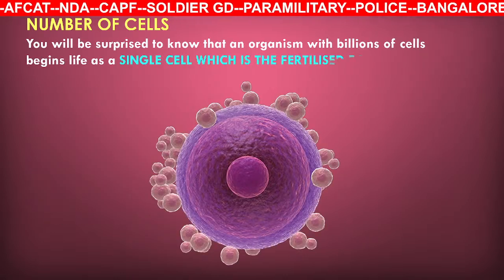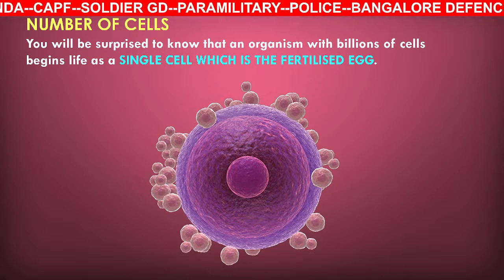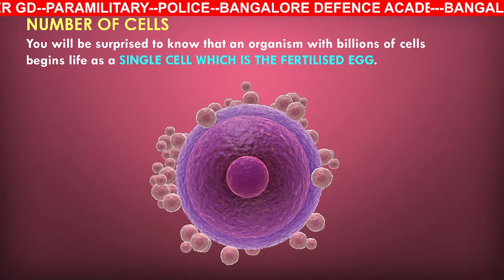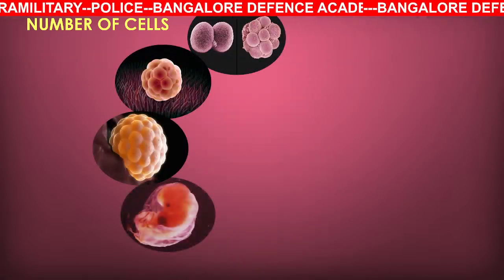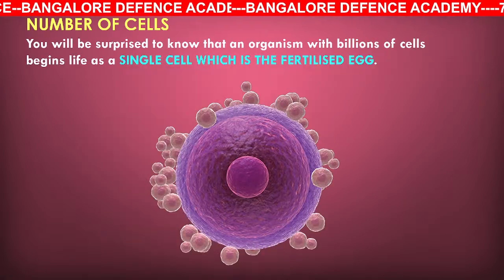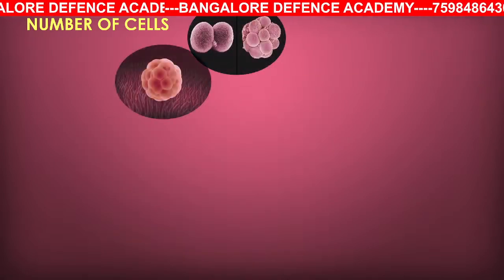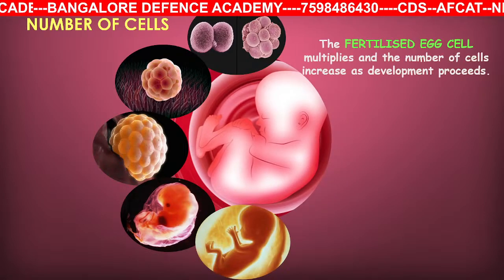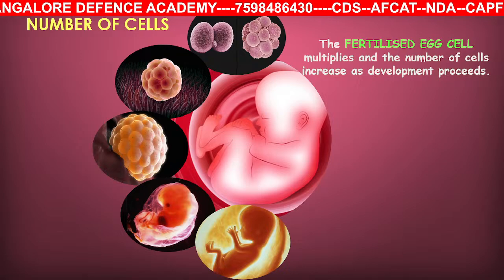You will be surprised to know that an organism with billions of cells begins life as a single cell, which is a fertilized egg. Look at this now. Do you understand? So this is the fertilized egg on the top. Slowly it multiplies, then the baby is formed. This is how life evolves.